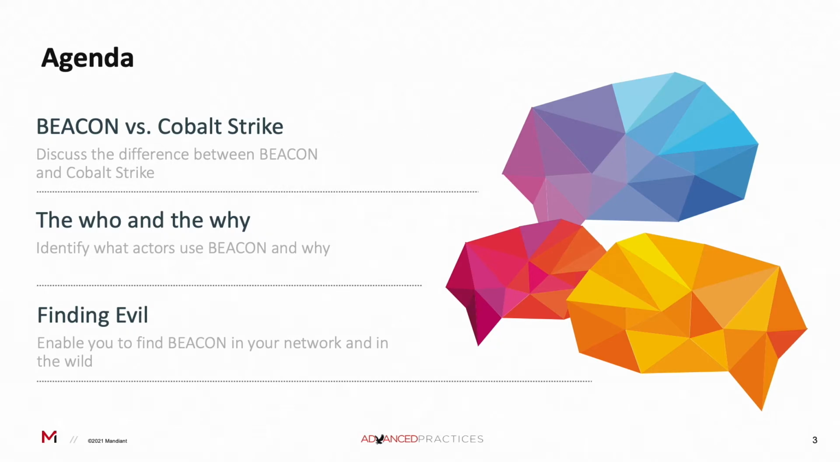And then we're going to go into the who and the why. So what actors are using Beacon and why would they do so? Why would they use this tool out of the massive sea of them? And then we're going to pivot from there and go into finding evil. We're going to talk about a couple different ways that you can look to identify Beacon within your network and then potentially take that hunt and move to the wild.